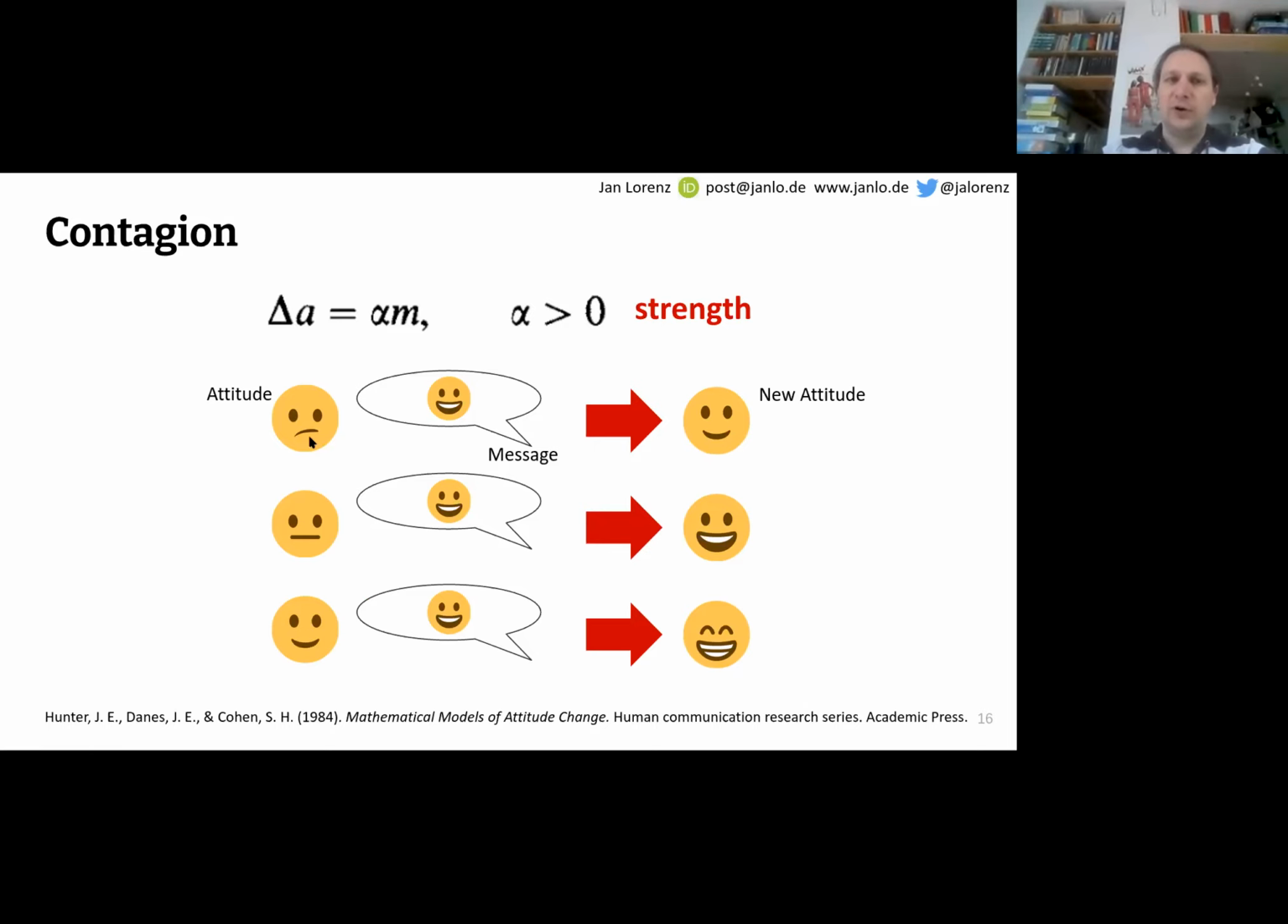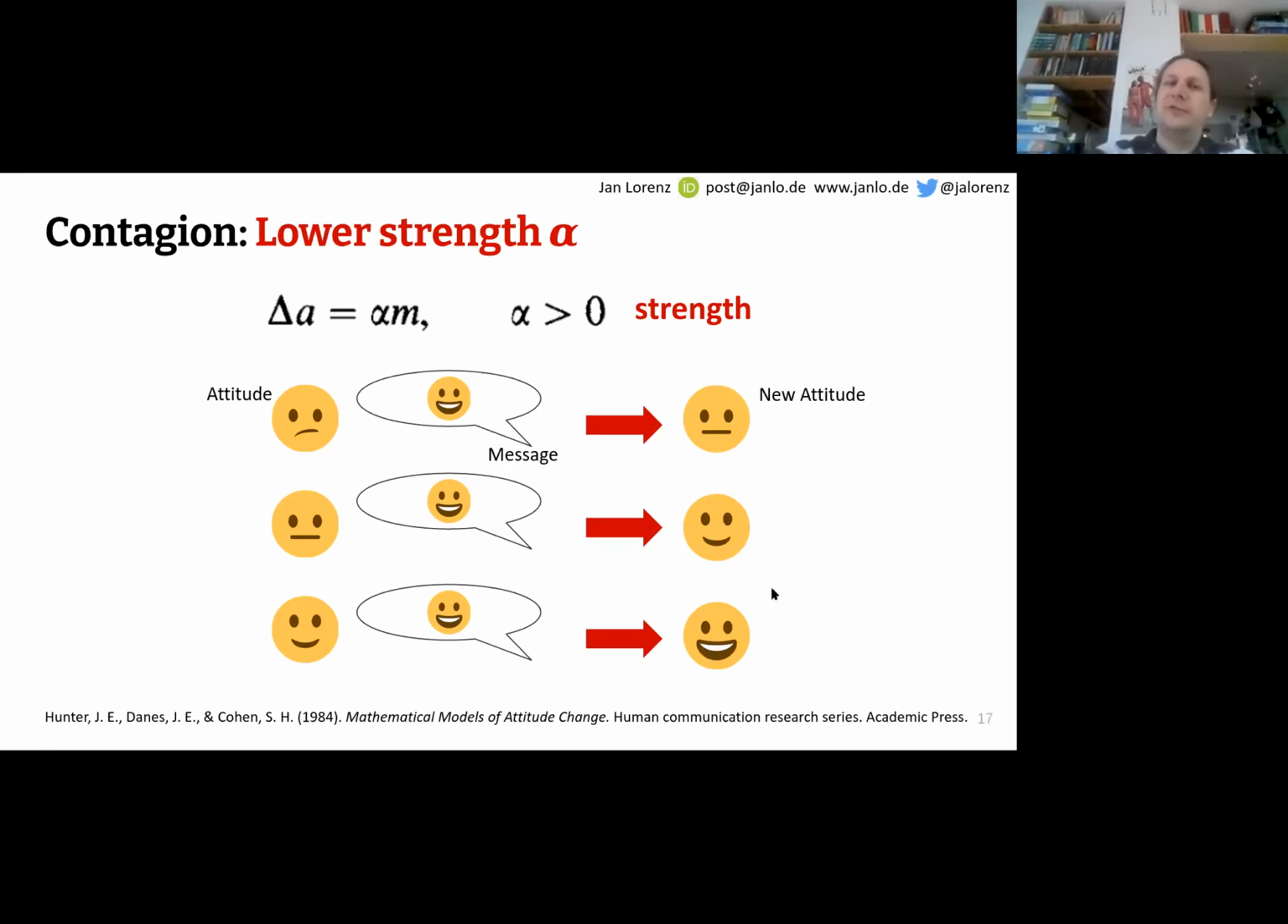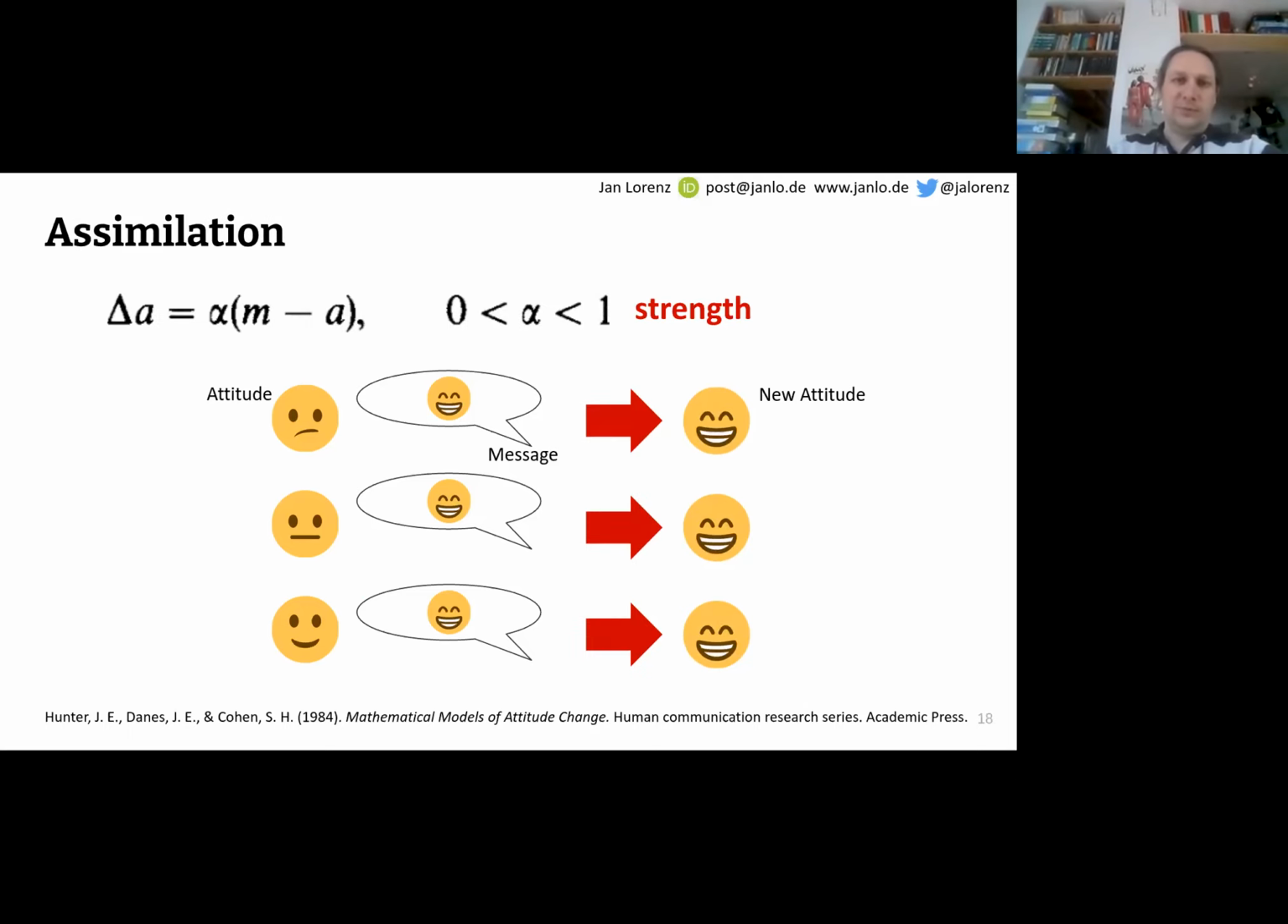That means, if you are slightly negative, you get a positive message, you get more positive. You are neutral, you get the same positive message, you get even more positive. You are already positive, you get a positive message, you are getting super positive. So that's the simple idea. And then you have this parameter change strength, which is just modifying how much it affects you. Does it affect you in full or not? If we scale down the effect a bit, then people just don't become so much happier. This is a super simple linear model.